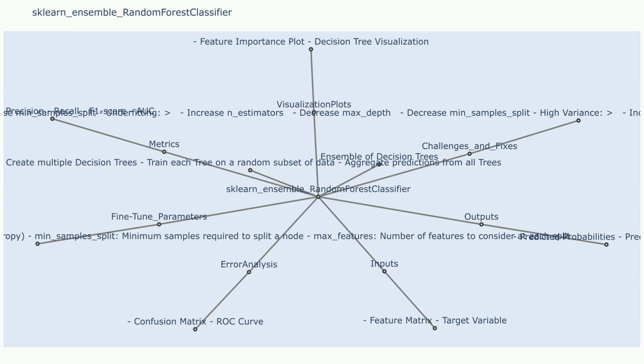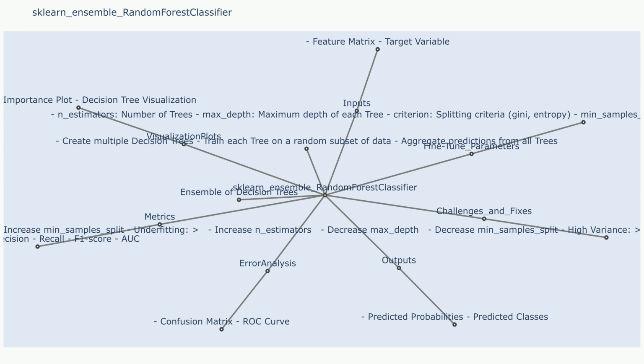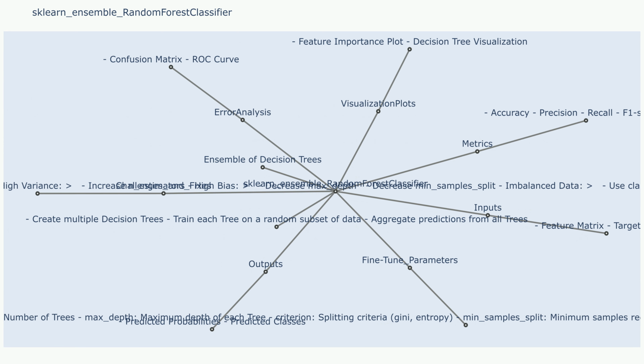Challenges and fixes. Challenge 1: overfitting. Random forests can overfit the training data if the number of trees is too large or if the trees are allowed to grow too deep. Sample use case: a model trained on a small dataset with a large number of trees and a deep max depth might overfit and perform poorly on unseen data.